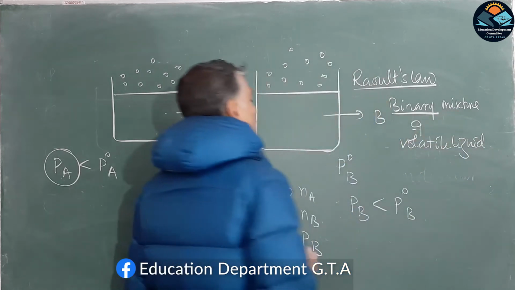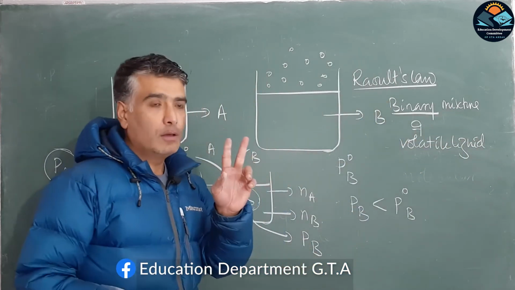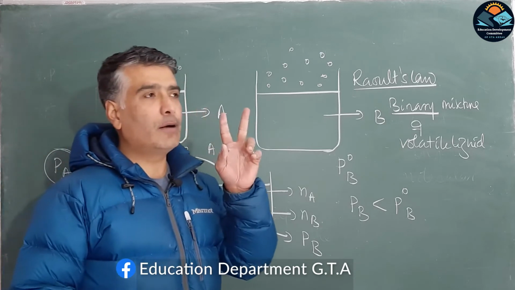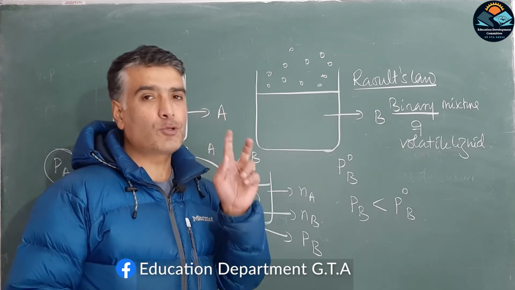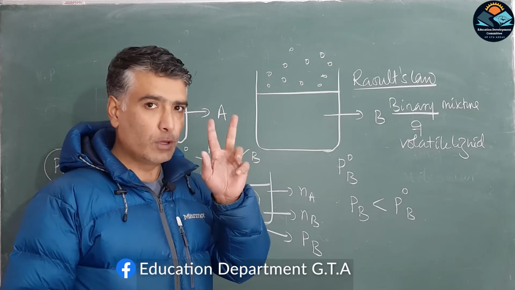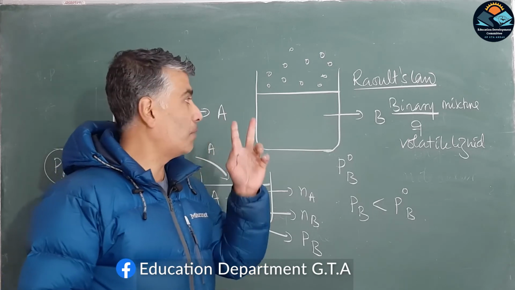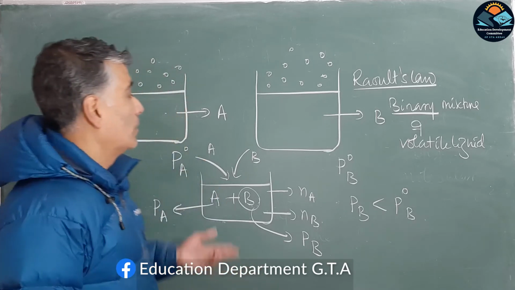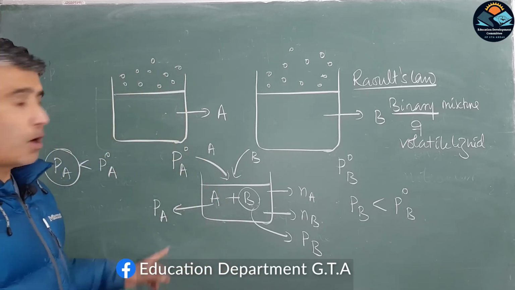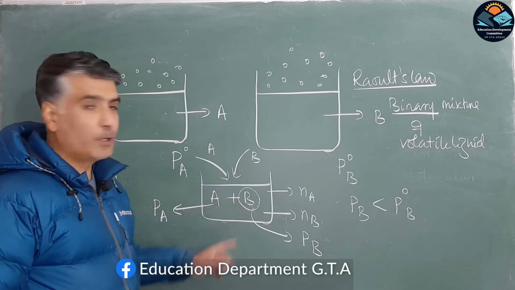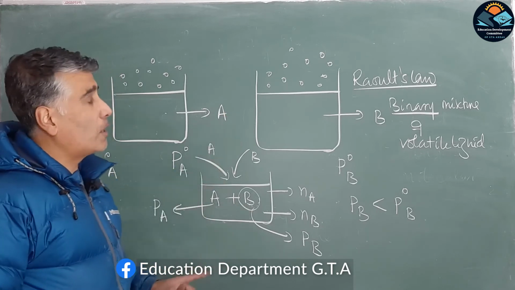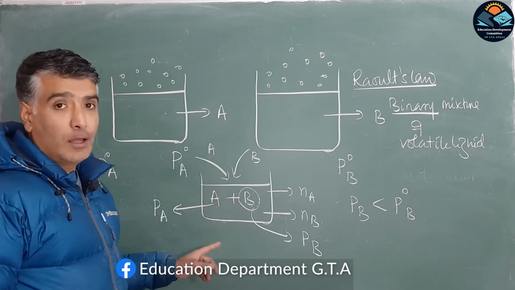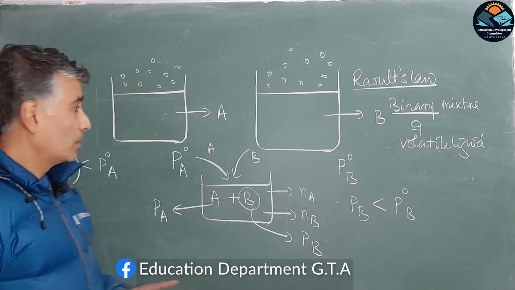Binary means something which has got two components. For example, when you have a mixture of one solute and one solvent, how many components are in the mixture? You've got two. So when you have two things mixed together, it's called binary. When you have three things mixed together, it's called ternary. So we have a binary mixture here of volatile liquids. Both the liquids A and B are volatile. So this Raoult's law is about a binary mixture of two volatile liquids.